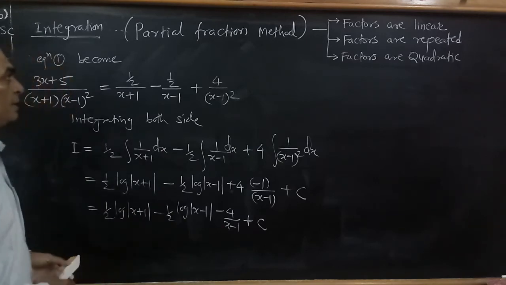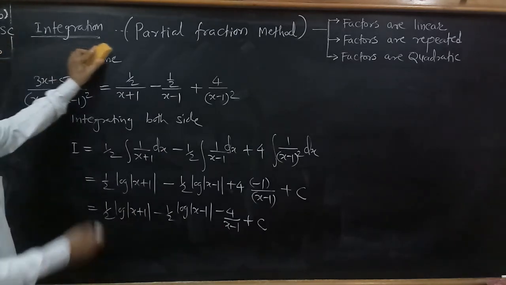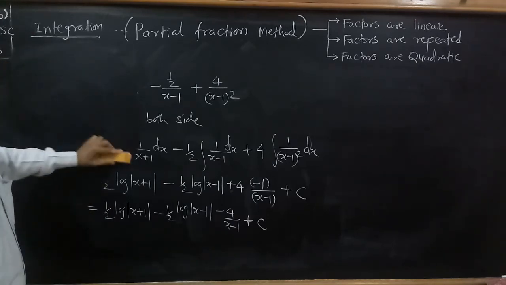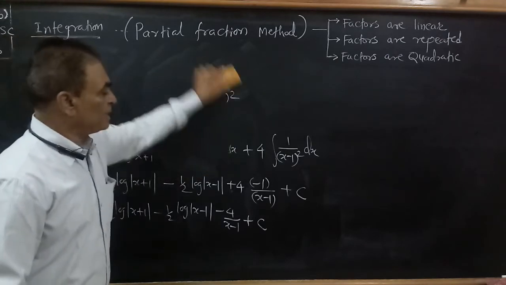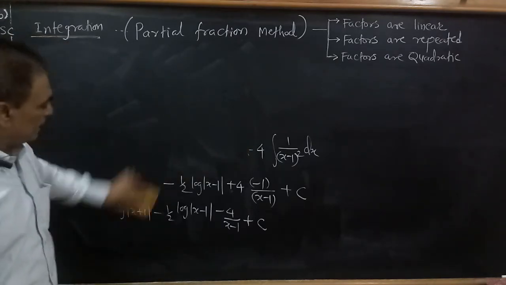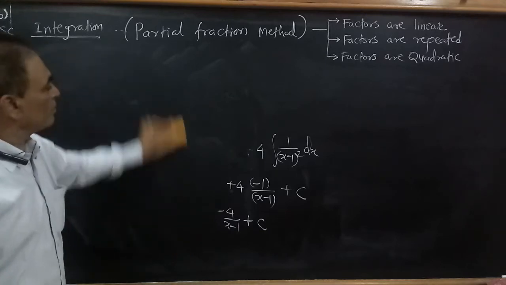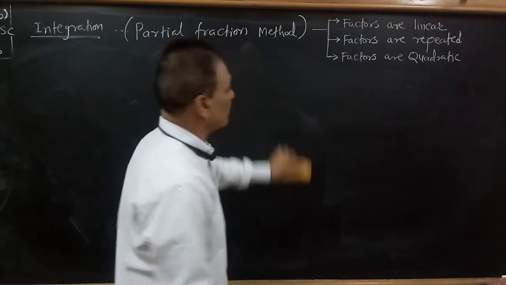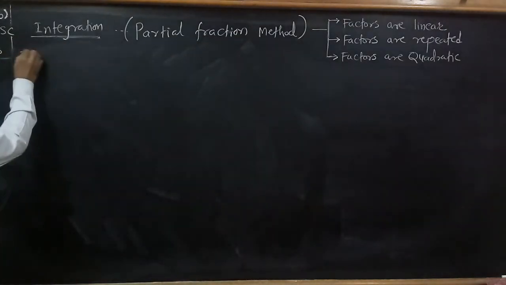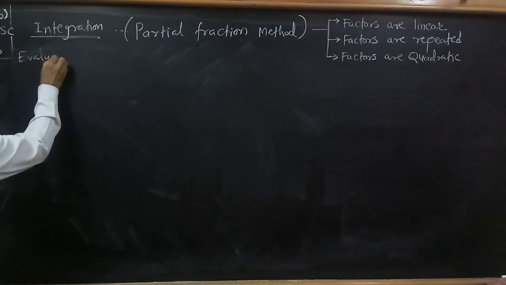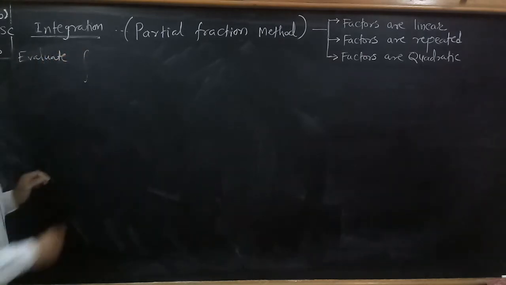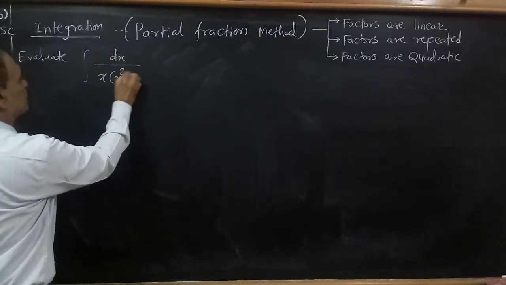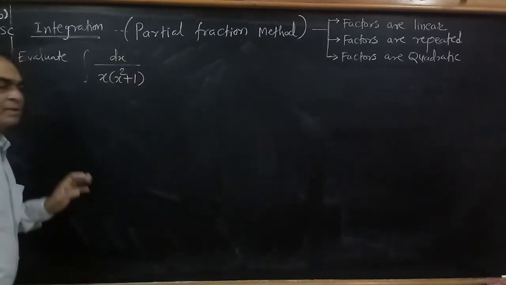Okay, then this is the case of repeating factors. Then what about quadratic factors? Quadratic means irreducible quadratic. They can't be reduced again. For better understanding, we will consider one example like this. Evaluate the integration of dx divided by x into (x square plus 1). Try to understand.